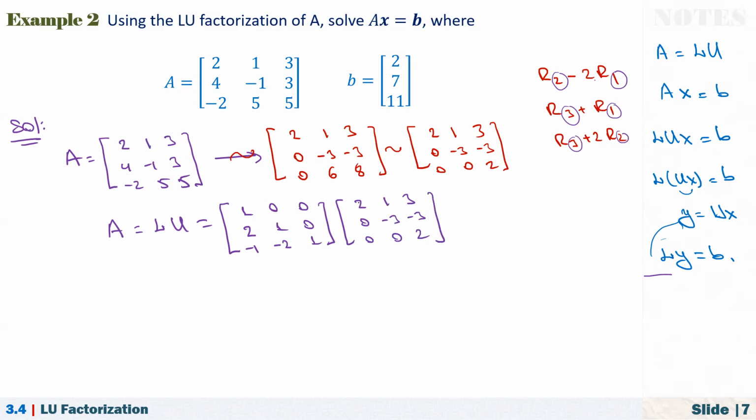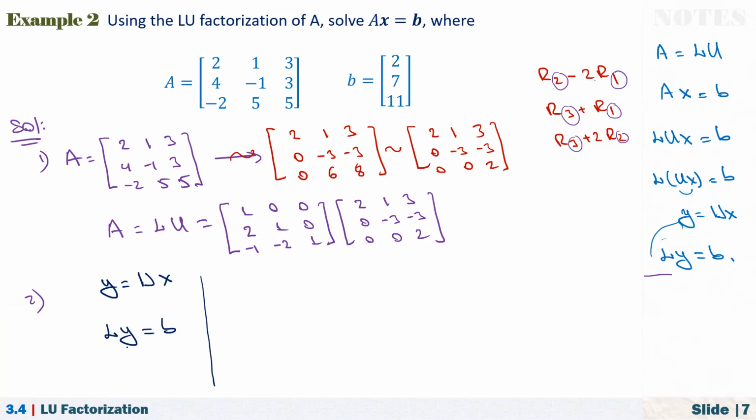Okay, that's how we find the LU factorization of A. In our next step, now we are going to solve this one. Actually, L times UX is equal to B, because in our case Y is equal to U times X, right? So if it is so, then L times Y is equal to B. So we are going to solve this equation.